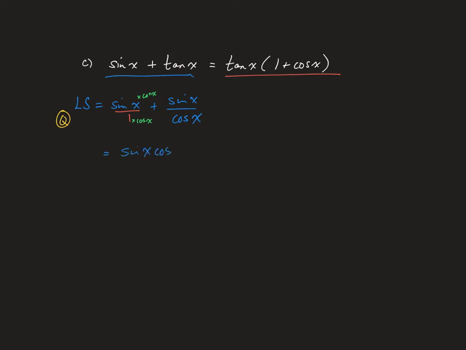That on top I have a sine x cos x plus sine x all over cos x. In my first term, there is a sine x, and in my second term, there is a sine x. Then what I'm going to do is common factor out a sine x. What would I be left with from the first term? I'd be left with a cos x. What would I be left with from the second term? A positive 1.